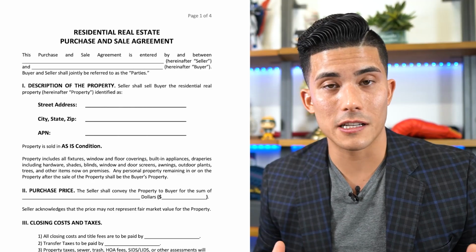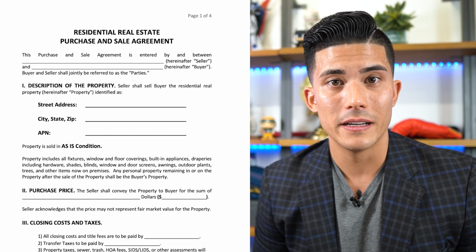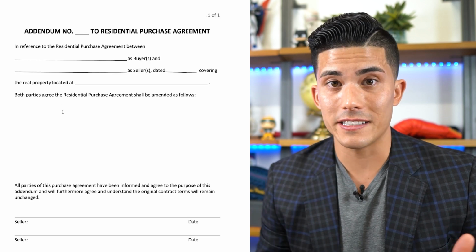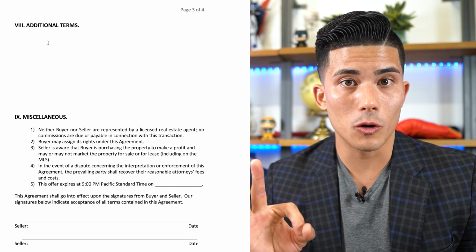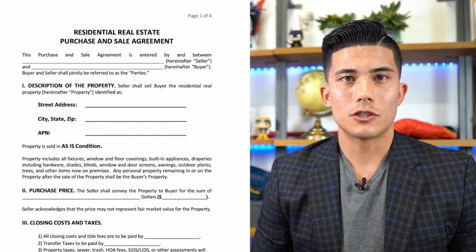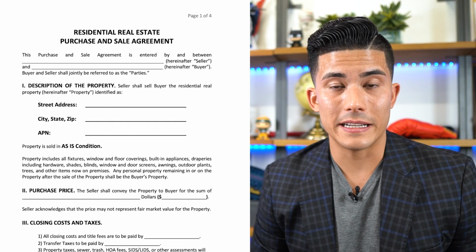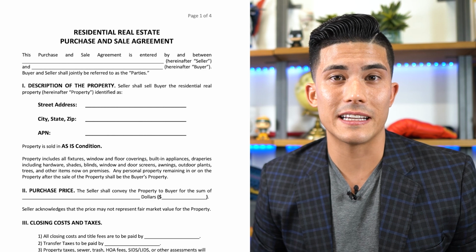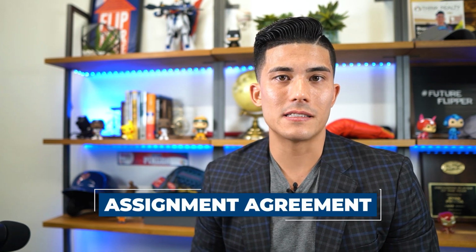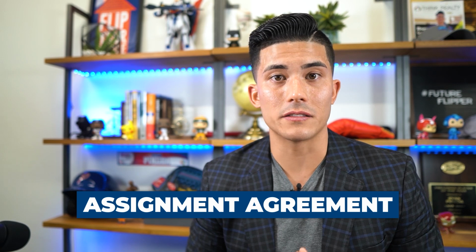Okay, so when you go to my website, I'm gonna give you 3 different contracts. The first one is the Residential Real Estate Purchase and Sale Agreement. The second one is the addendum to that agreement, and the third one is the assignment agreement. So the residential real estate purchase agreement is the first contract that you need to get signed by you and the seller. The addendum to that is if you guys make any changes down the road to the contract. And the assignment agreement is if you are going to wholesale the deal to someone else. It all makes sense as we go through this video.